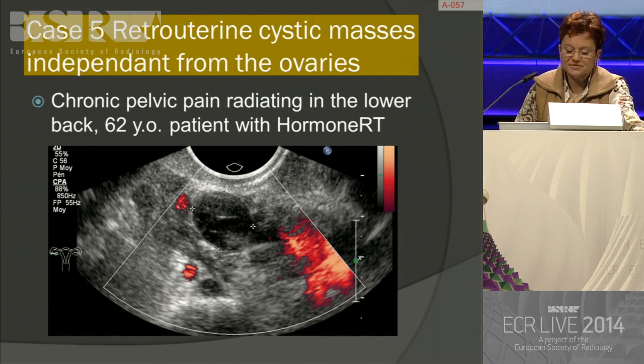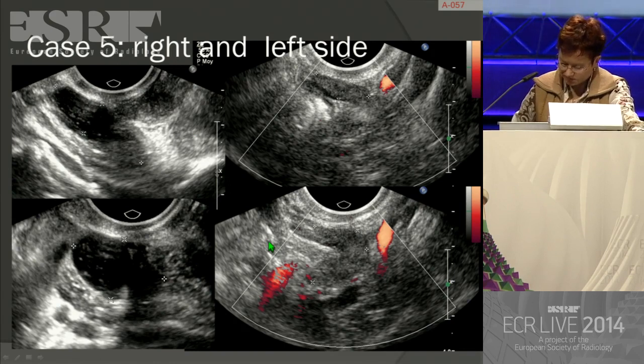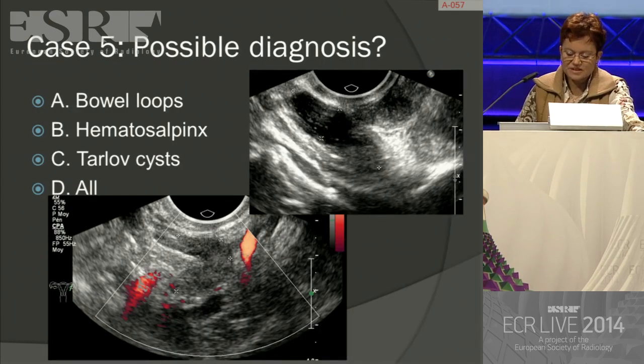Here we have retrouterine cystic masses independent from the ovaries. It's in a 62-year-old patient with hormone replacement therapy that complains about chronic pelvic pain radiating in the lower back. Now this is a difficult case. I show you images through the vagina of both adnexa. This is the right side and this is the left side. Here are my questions. Possible diagnosis: A, bowel loops; B, hematosalpinx; C, Tarlov cysts; D, all. Please vote.